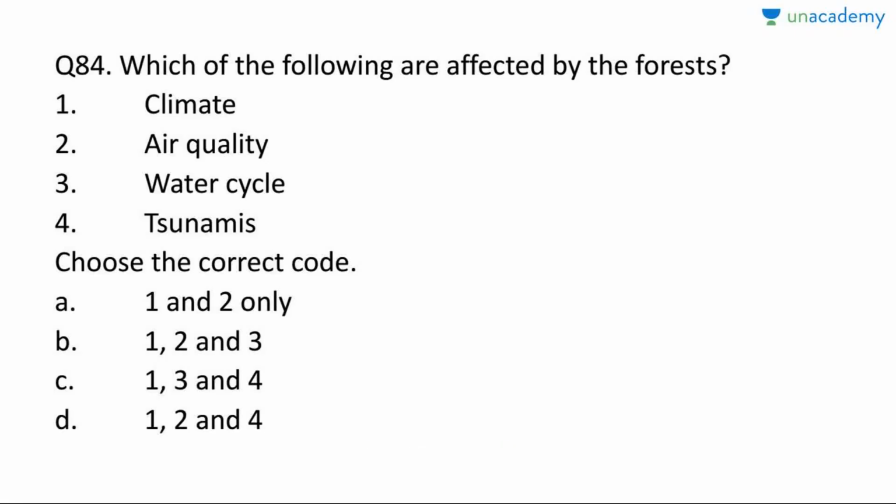Question number 84. Which of the following are affected by the forest? Climate, air quality, water cycle, tsunamis. So climate, air quality, water cycle are obviously affected by forest. Tsunamis have nothing to do with that. Rather, you can say that the tsunami's effect can be mitigated if you have mangrove trees. So your answer is B, 1, 2, 3.